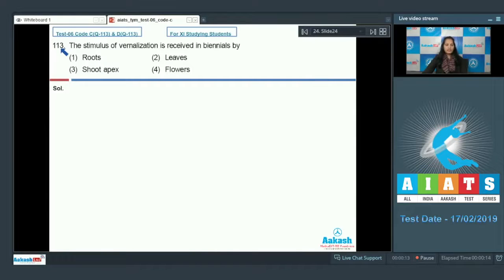Question number 130. The stimulus of vernalization is received in biennials by first option, roots, second, leaves, third, shoot apex, fourth, flowers. What is vernalization? Vernalization is treatment of plants with cold temperature to induce flowering, and this stimulus is perceived by shoot apex. So the correct option for the given question is option number 3. Let's move on to the next question.